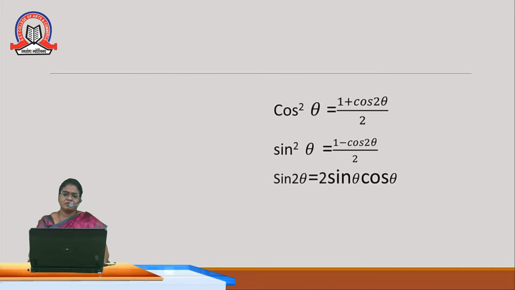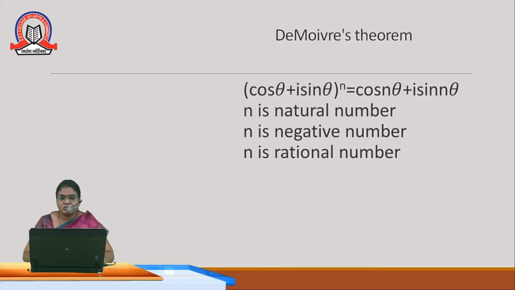After this, we are going to see some basic formulas. Cos square theta is equal to 1 plus cos 2 theta by 2. Sin square theta is equal to 1 minus cos 2 theta by 2. And sin 2 theta is 2 sin theta cos theta. Using this in complex numbers, we are going to solve one problem. And also, we are going to see the new concept, De Moivre's theorem.